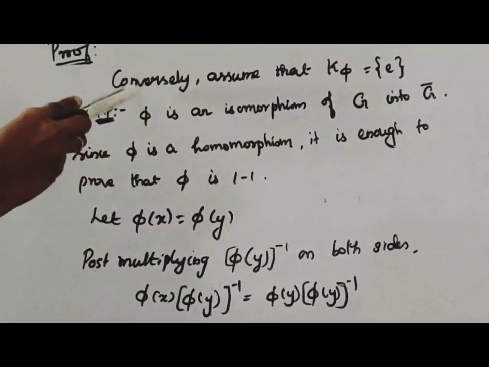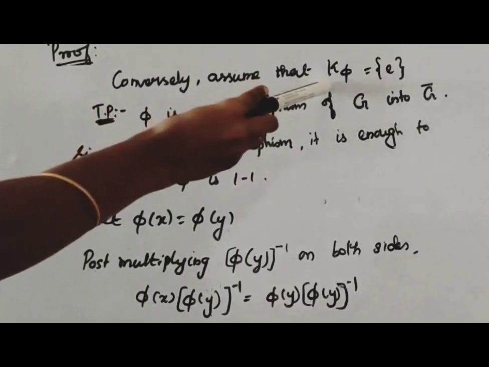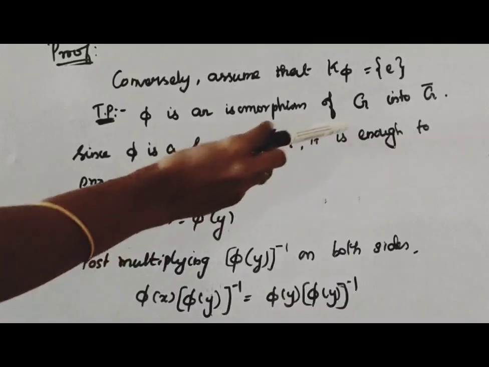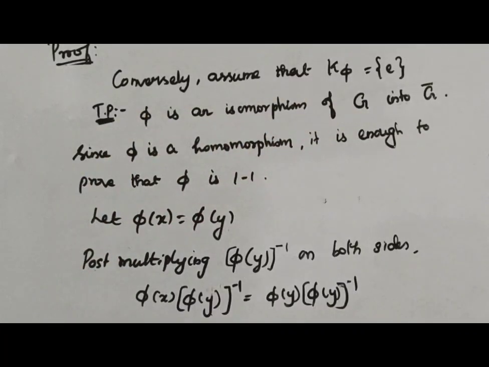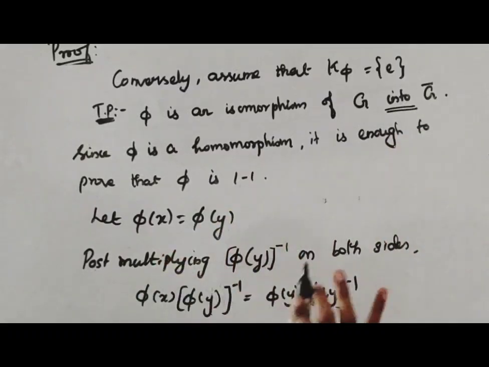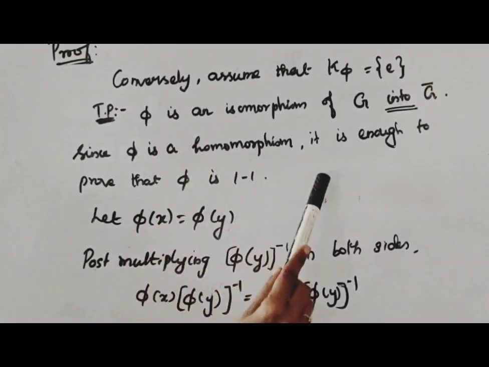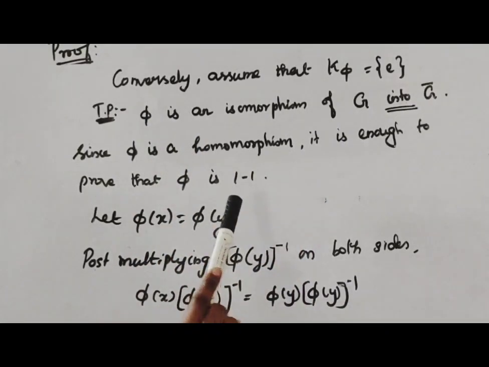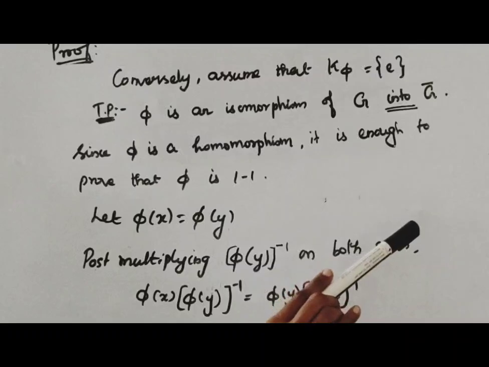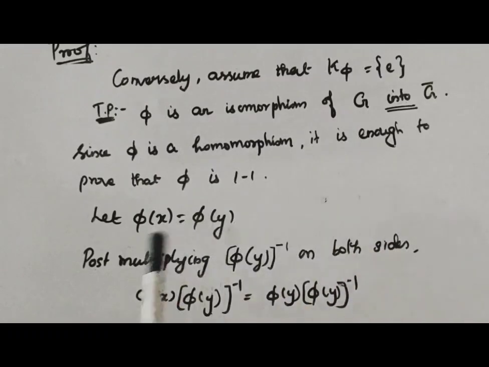Next, the converse part. Conversely, assume that kernel K phi is equal to singleton E. You have to prove that phi is an isomorphism of G into G bar. Remember, in this corollary they are mentioning G into G bar, therefore no need to prove the onto condition. Since phi is a homomorphism, it is enough to prove that phi is 1-1.